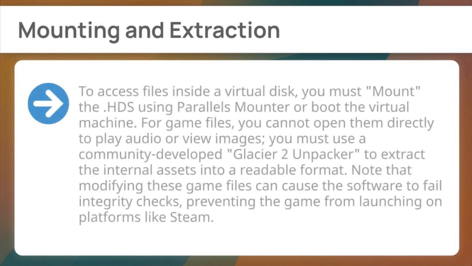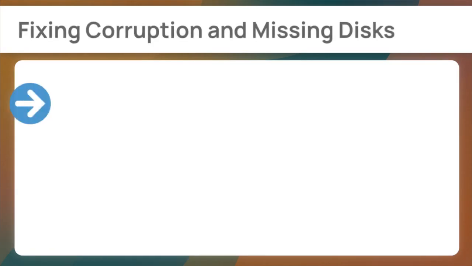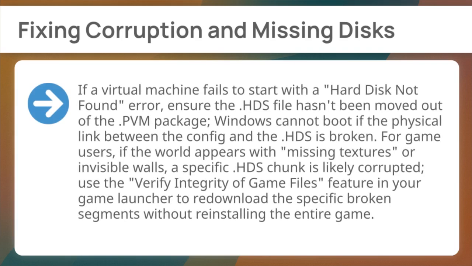Next, mounting and extraction. To access files inside a virtual disk, you must mount the HDS using Parallels Mounter or boot the virtual machine. For game files, you cannot open them directly to play audio or view images. You must use a community-developed Glacier 2 unpacker to extract the internal assets into a readable format. Note that modifying these game files can cause the software to fail integrity checks, preventing the game from launching on platforms like Steam.